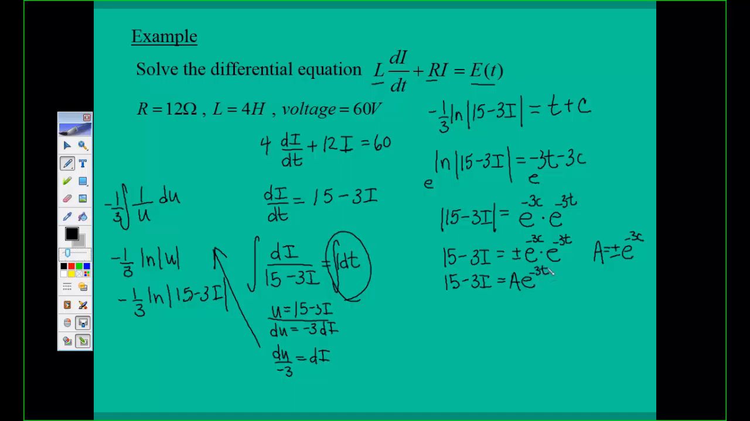We can solve this equation explicitly for i, so we're going to subtract 15 from both sides and then divide by negative 3. So if we subtract both sides by 15 and then we will divide by negative 3. So I'm going to rearrange the order because this would give us a positive 5, and then we'd have a minus a over 3 e to the negative 3t.